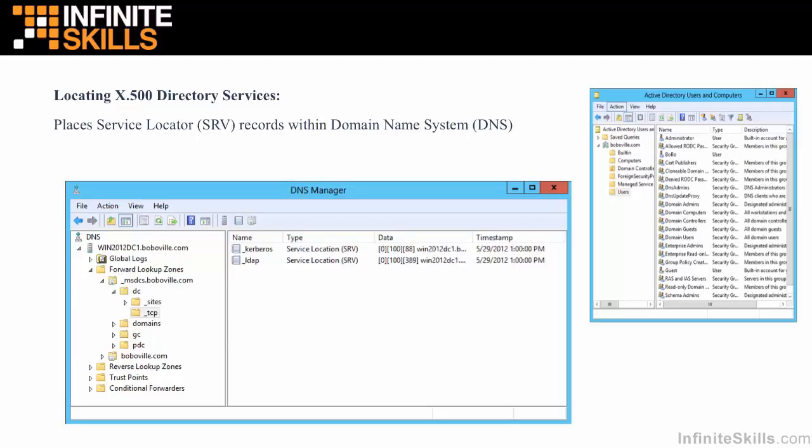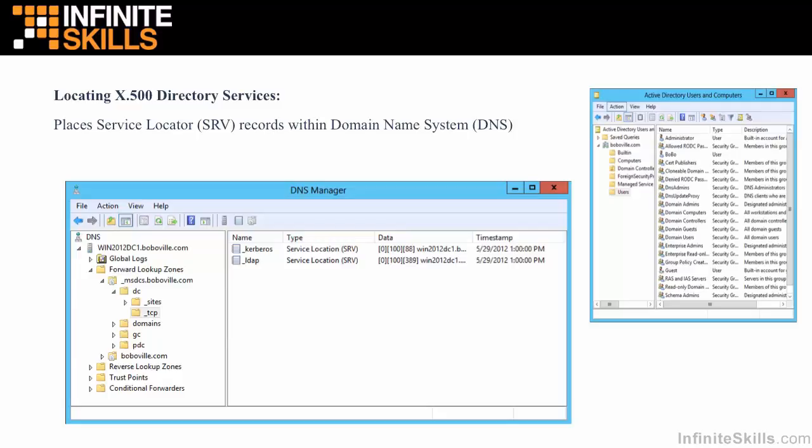So when a client is looking for an LDAP server, that would be a domain controller in Windows Active Directory in implementation, the client will query DNS for, in this example, boboville.com, and you'll see that namespace listed on the left-hand side of this dialog. And it will look for an SRV record that uses 389, and that would be an LDAP server.